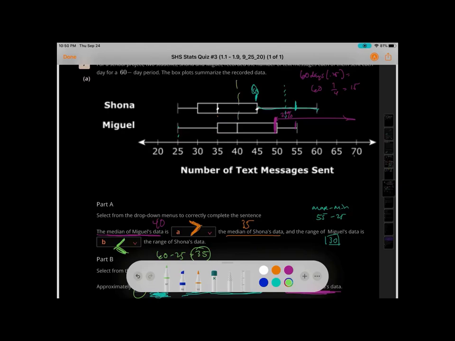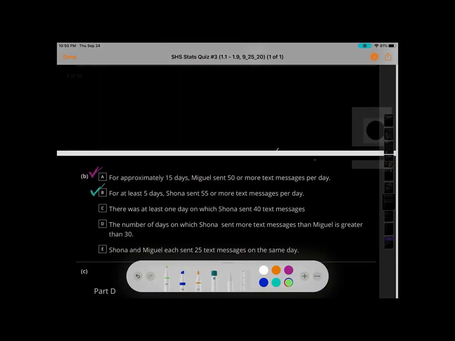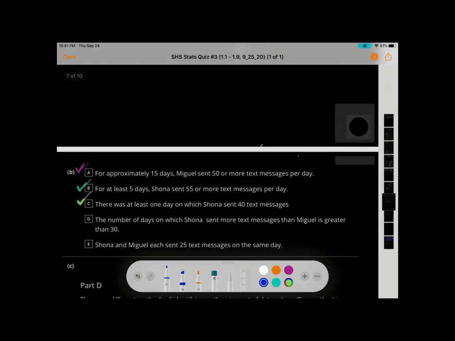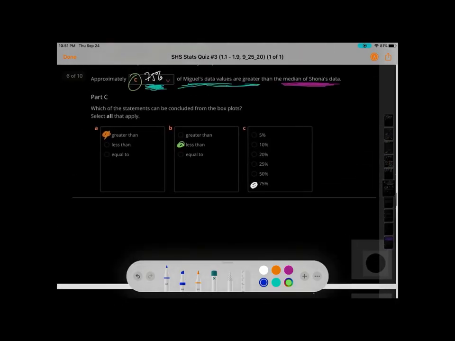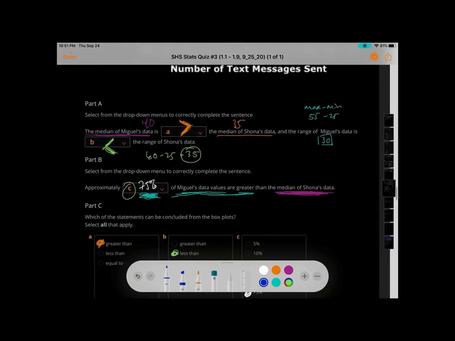Yeah, because if you look here, this is her minimum. So yes, there was at least one day in which Shona sent 40 messages. Alright. The number of days in which Shona sent more text messages than Miguel is greater than 30. The number of days Shona sent.